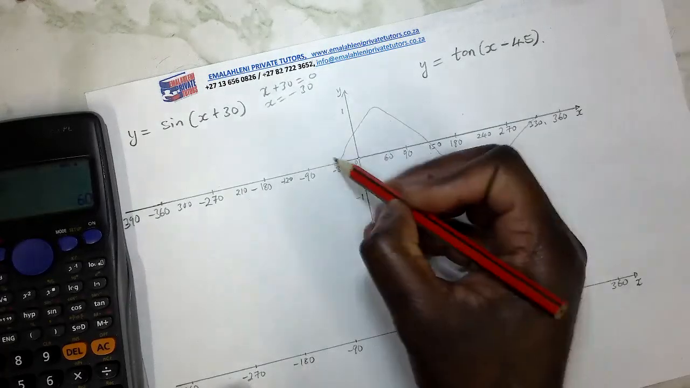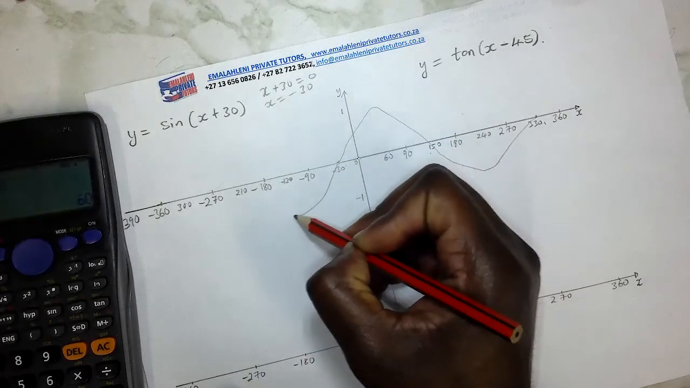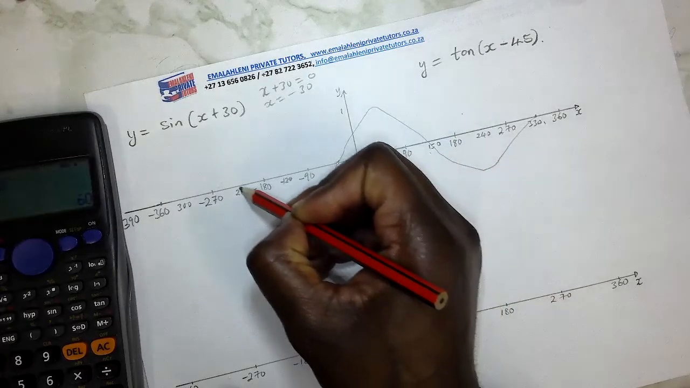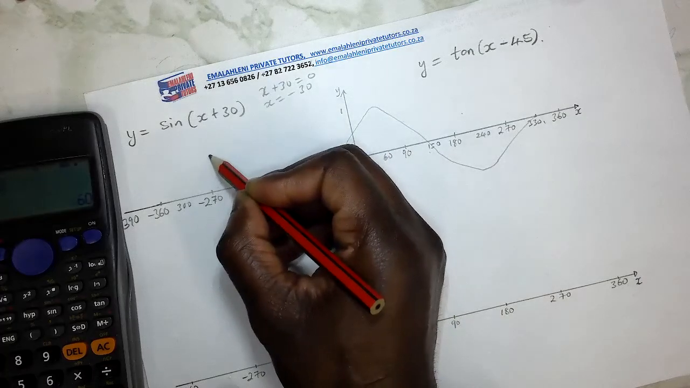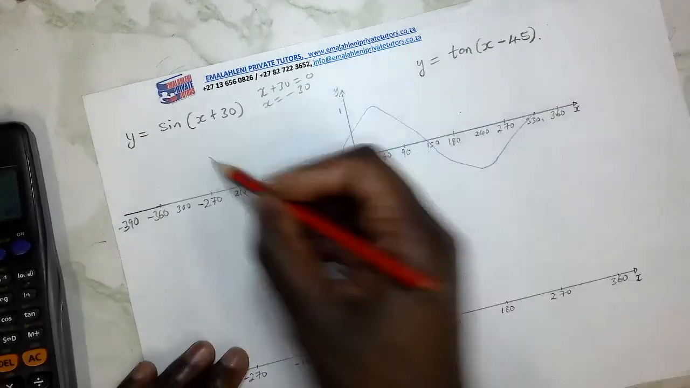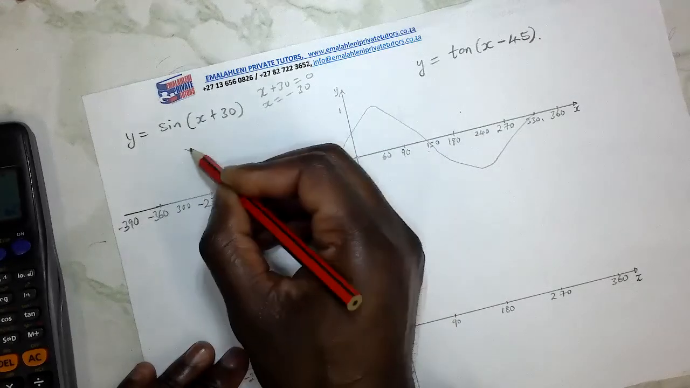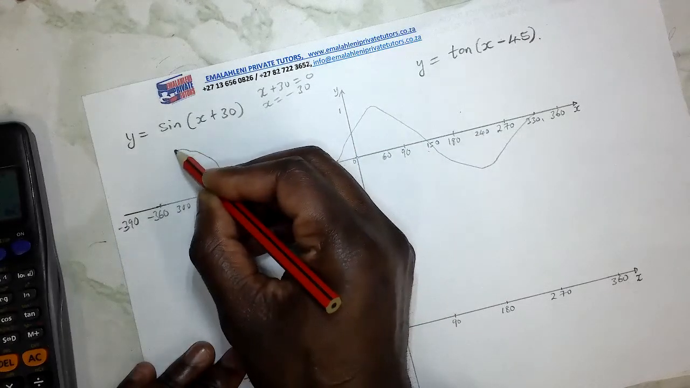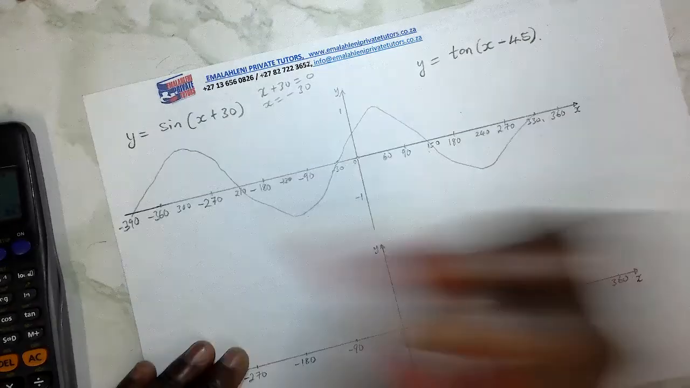Then it's done there. Then on this side, it comes down to 120. It goes there to 210. It goes to a maximum of 1 at 330. Then it comes down to 0 at 390.